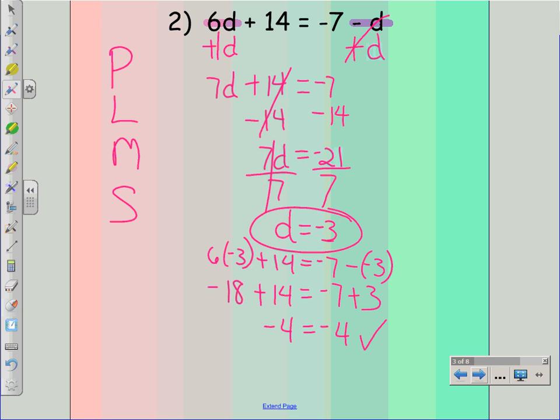And that looks good to me. It's exactly what we're looking for. It satisfies where negative 4 is equal to negative 4. That is a true statement. If I get down to the bottom and it says negative 4 is equal to 7, obviously something went wrong and I can go back and recheck my math.